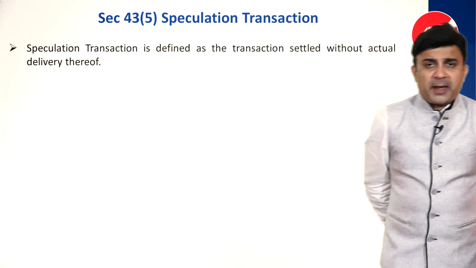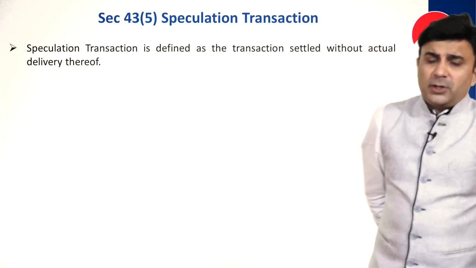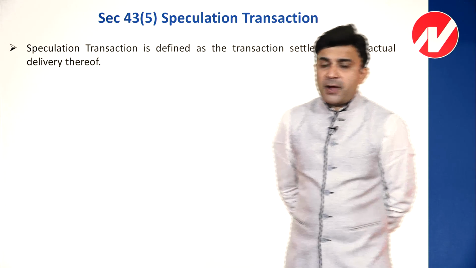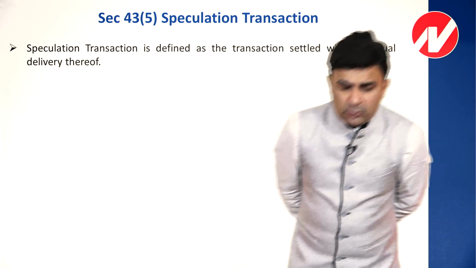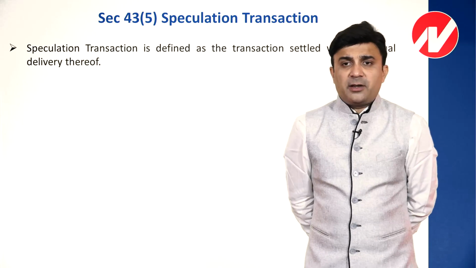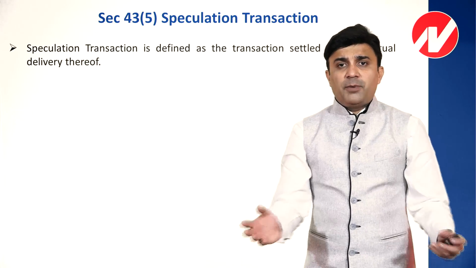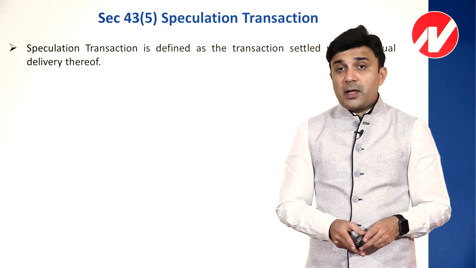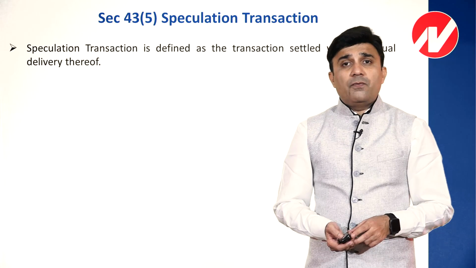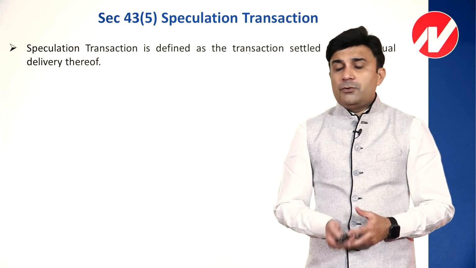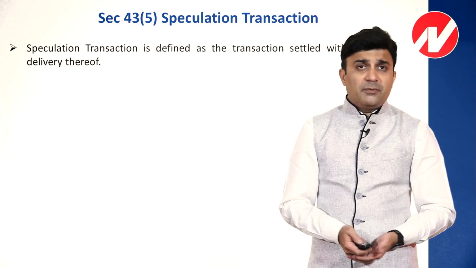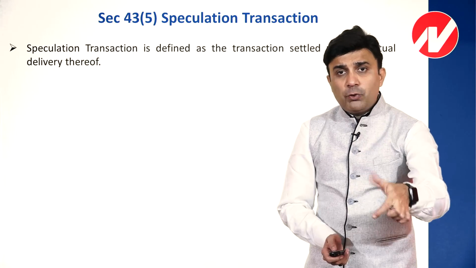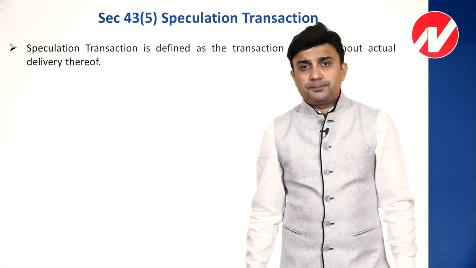There is a concept of speculation business. Friends, the question arises, what is speculation business? Speculation transaction is defined under section 43(5) as the transaction of purchase or sale of goods or commodity, which is settled otherwise than by actual delivery thereof. Now, we all are aware that in derivative transactions, future, option, forward contract, we never take the delivery. In the stock market, if I talk, intraday we don't take delivery, but intraday will be speculation.